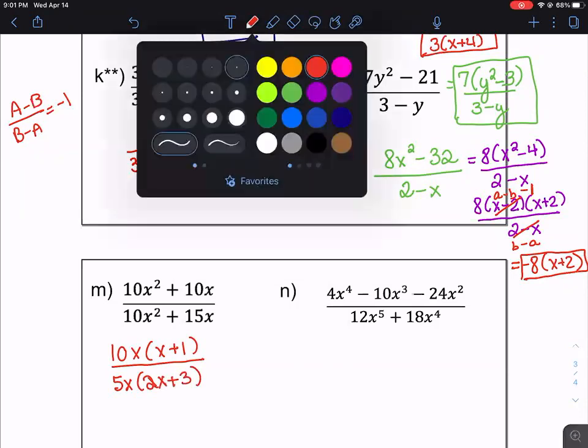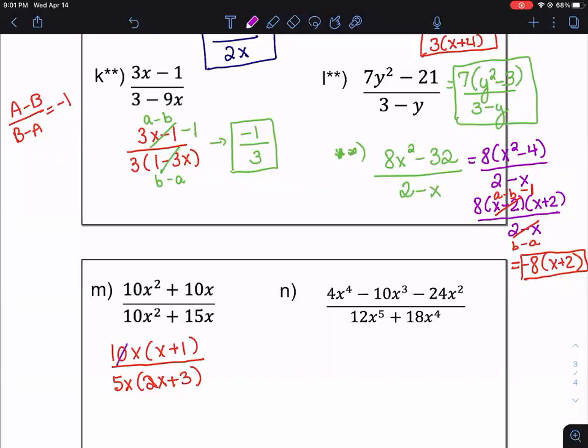So since the 10 and the 5 are monomials, they can reduce to 2 over 1. The x's will also cancel, but then the x plus 1 and the 2x plus 3 are not the same. So we will just simply be left with 2 times x plus 1 on top and 2x plus 3 times 1, which is just 2x plus 3 on the bottom. Okay, so I'll take any questions on that one.